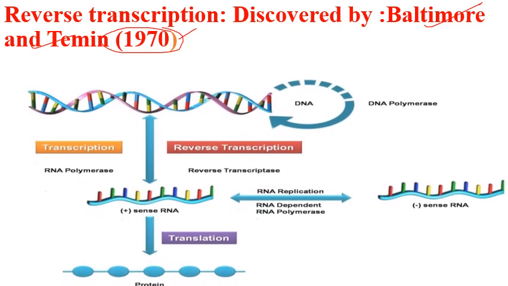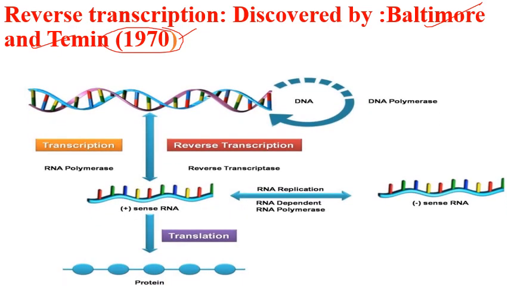Next important concept is reverse transcription. This was discovered by Baltimore and Temin in 1970, and this process is also known as Teminism. In this case, it involves formation of DNA from RNA by the process of reverse transcription, and the enzyme used for this is reverse transcriptase, and this process is known as reverse transcription.